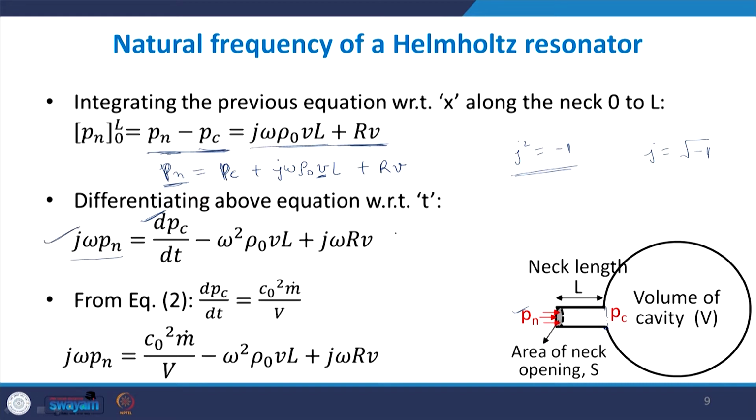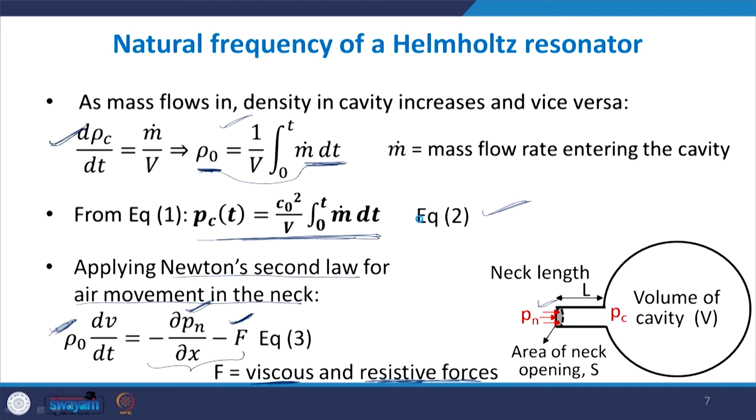So, this is what we get, and in the very beginning we had derived the expression for Pc at the cavity, the homogeneous acoustic pressure in the cavity, and this was the expression: c naught square by V times the integral with respect to time of m dot dt.